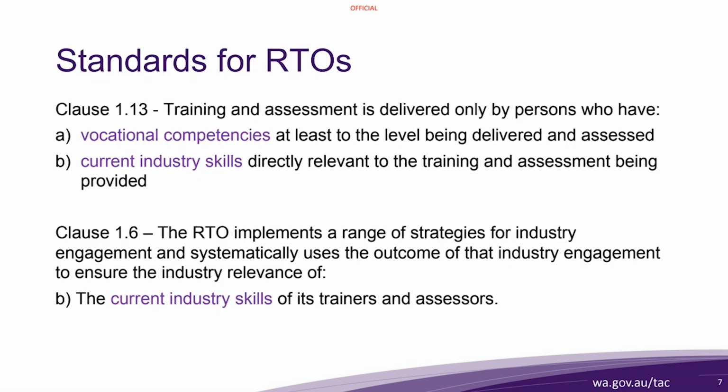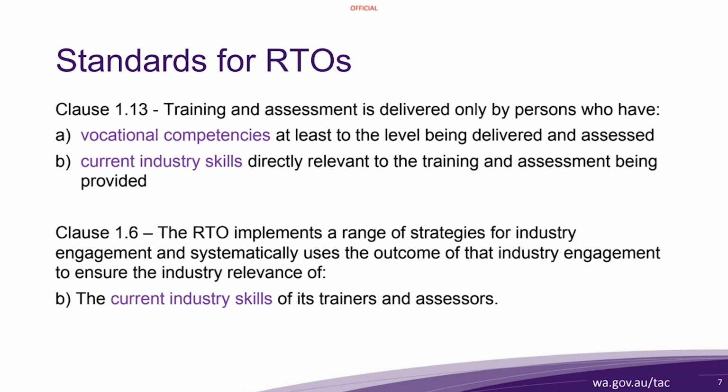So in the standards for RTOs, you can see precisely what I've just been saying. Clause 113 talks about vocational competencies and current industry skills. It also talks about other things, but we're focusing on what's in our workshop today, and those are the two areas we're going to focus on. You'll notice that it talks about being relevant to the level being delivered and assessed, which means that when we're talking about vocational competencies, we're talking about relevance to the units of competency you're teaching and the level of sophistication you're teaching. That would mean effectively an AQF level of some kind or other.